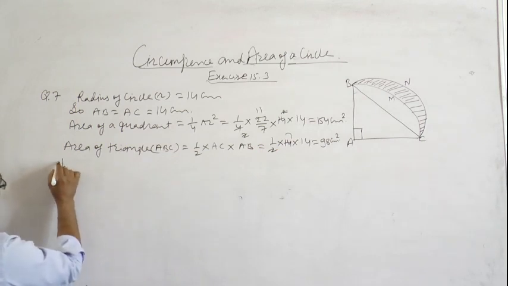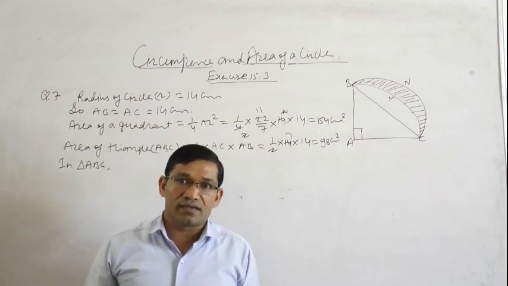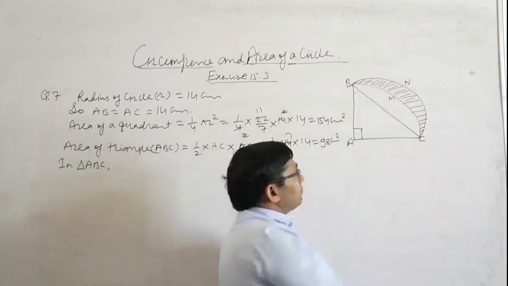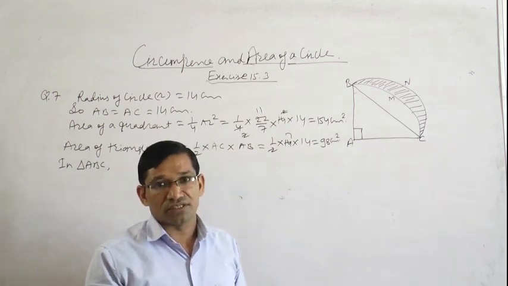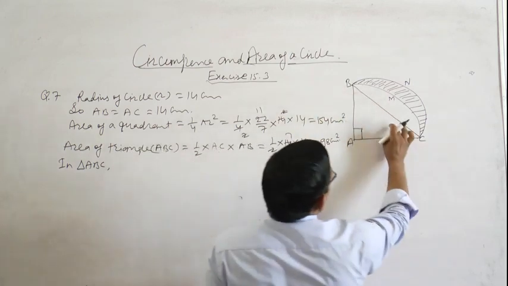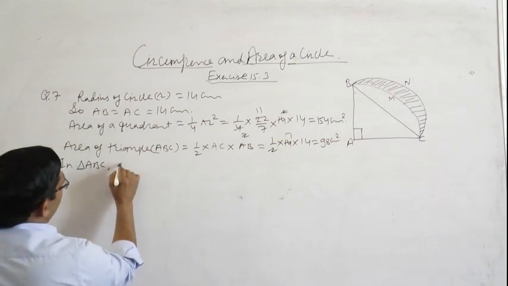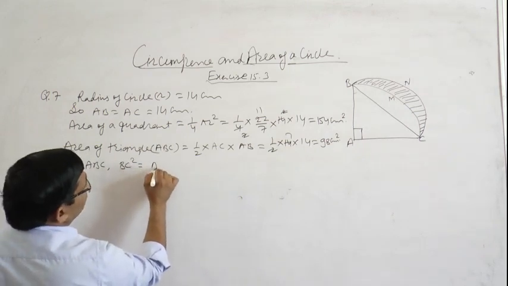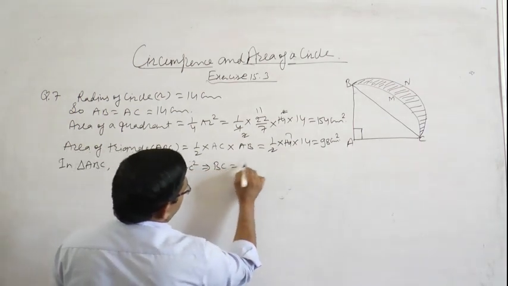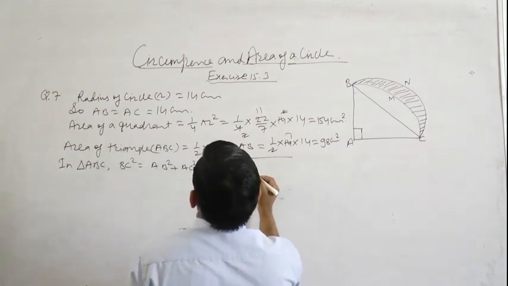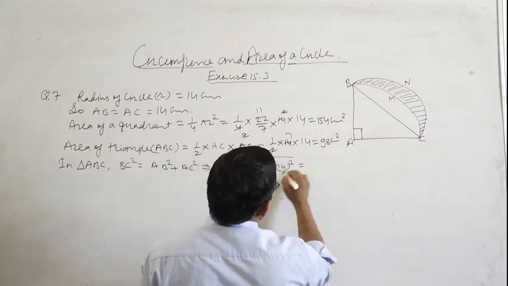Now in triangle ABC, because it is a right angle triangle, we want to find out side BC, because BC is the diameter of the semicircle BNC. This is given in the question. In triangle ABC, BC square is equal to AB square plus AC square, that is BC is equal to square root of 14 square plus 14 square.